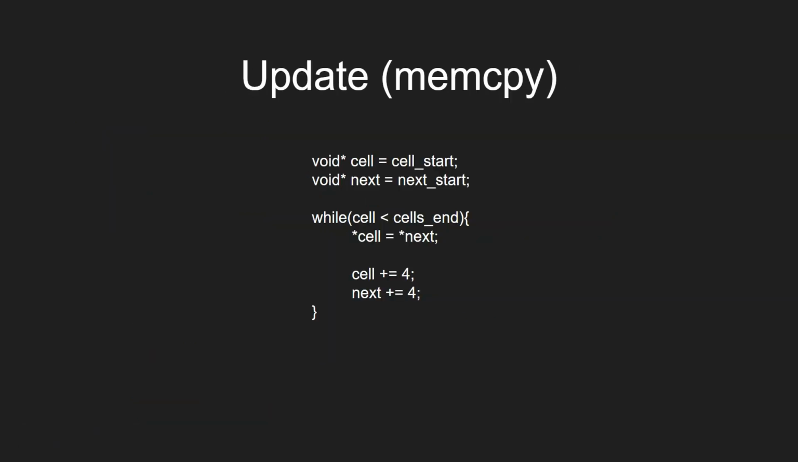And the mem copy will just copy all of the next cells into cell because we need to keep moving on and the drawing function will move on from the cell. To just copy, we will take the cell as a cell start and next as the next start, and until the cells end, we will just copy the values and move by 4.